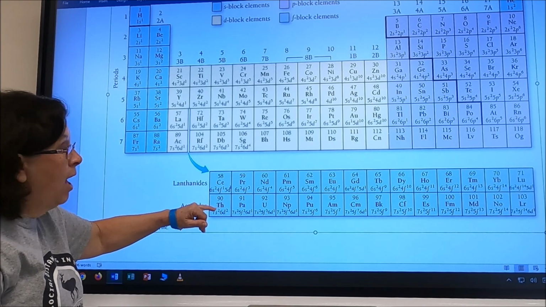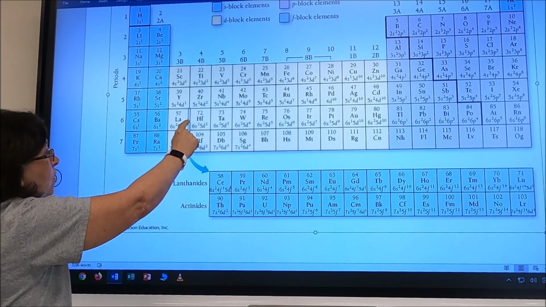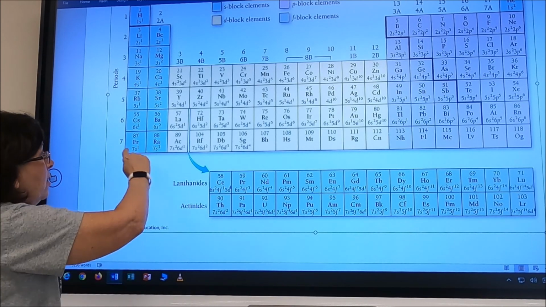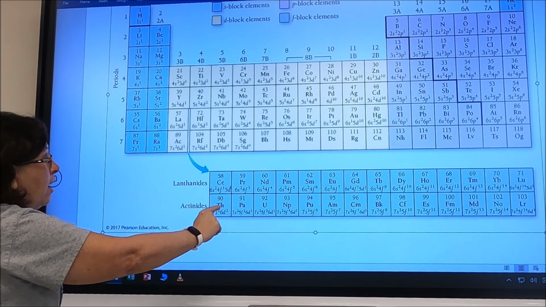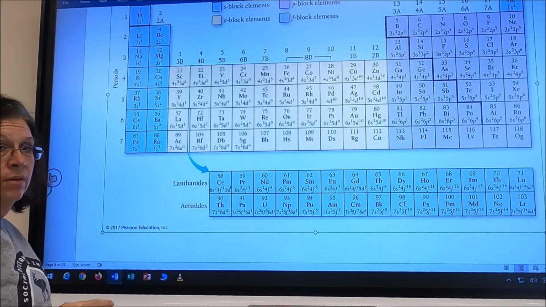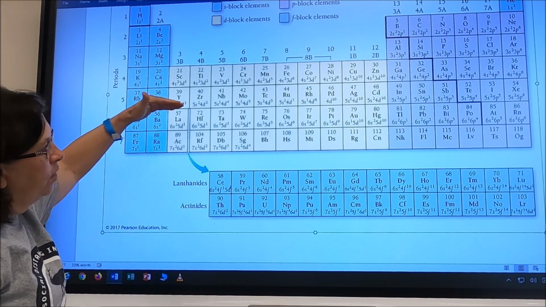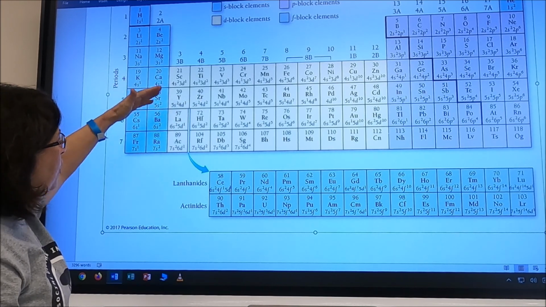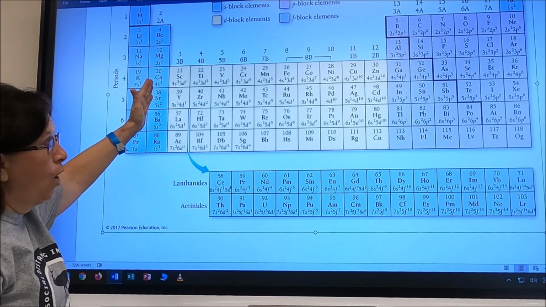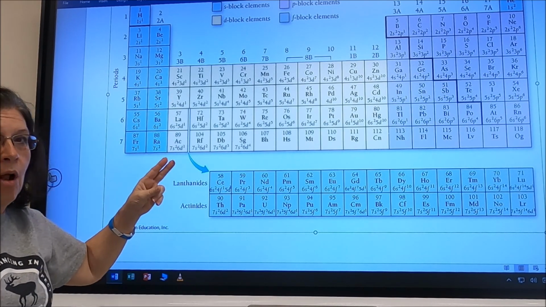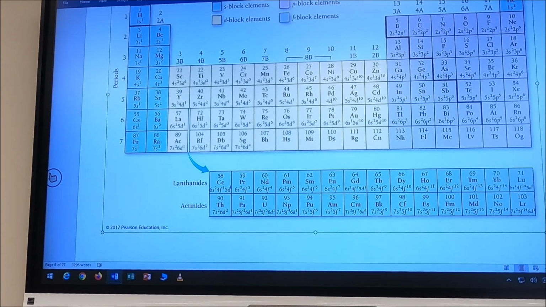The F block is always 2 rows behind. So on the 6th row, when I hit the F block, I am at 4F. On the 7th row, when I hit the F block, I'm at 5F. They're always 2 rows behind. The S and the P, those subshells at the end of the electron configuration, are on the row that we're on. The D block is always 1 row behind. The F block is always 2 rows behind.